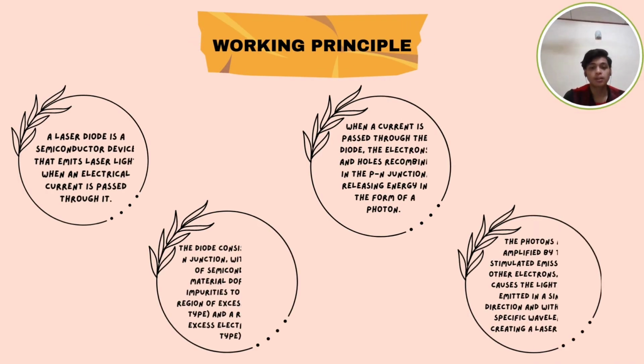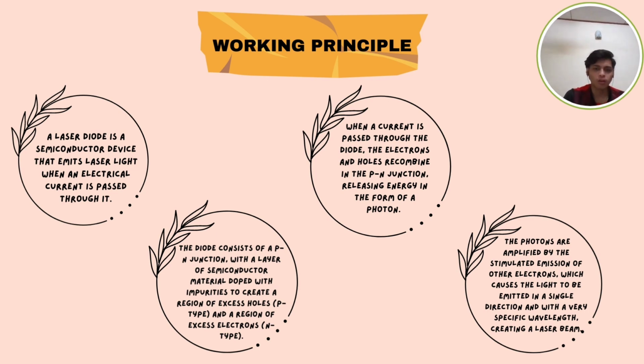It is based on the process of stimulated emission of radiation. This process occurs in the active material of the diode, which is typically a semiconductor crystal or composite material. The active material is placed between two mirrors, one of which is partially reflective and the other is highly reflective. The mirrors are used to form a standing wave pattern, which causes the light to be amplified and emitted in a single highly collimated beam.